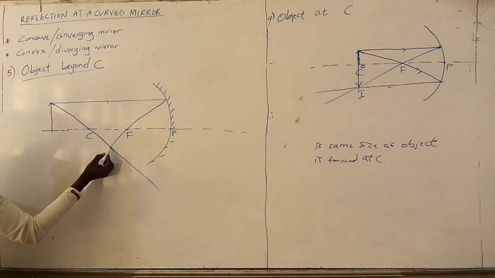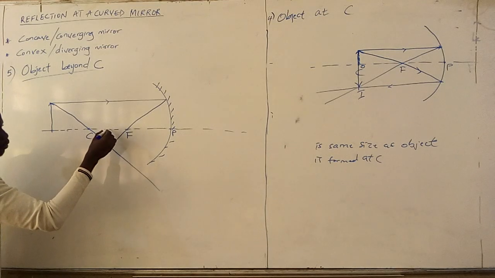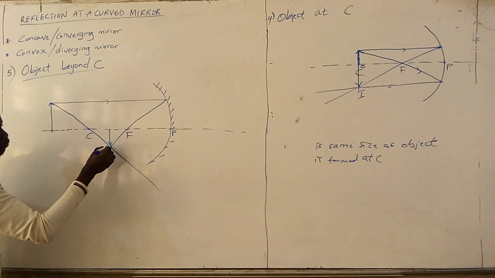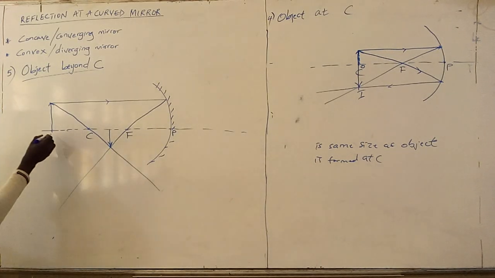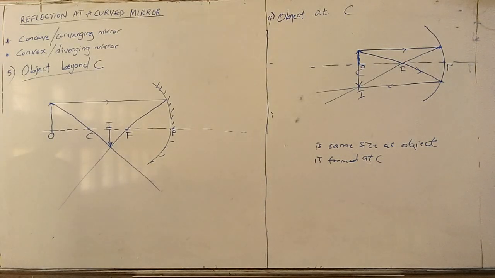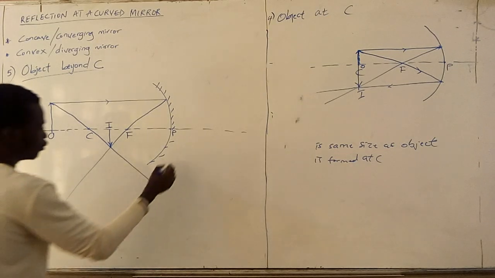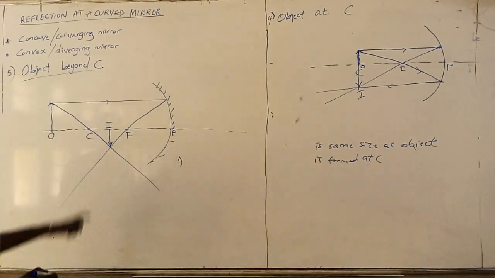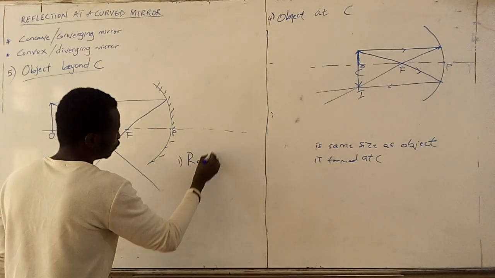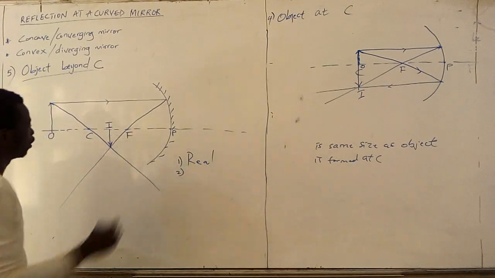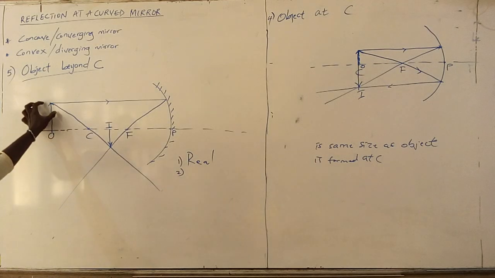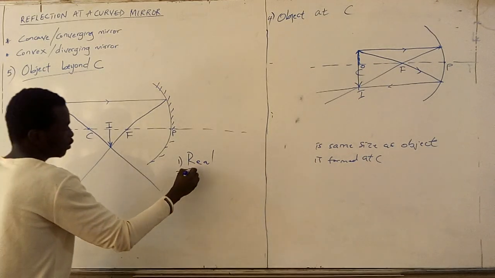So where these two lines intersect, we have our object placed there, and the arrow will be in this direction. So we have the object here, and we have the image formed here. So let's look at the properties of this image. One, if you look at this image, it's formed in front of the mirror. So the image formed is real. Now, look at the arrow, it is pointing down, and for the object it is pointing up. So say it is inverted.